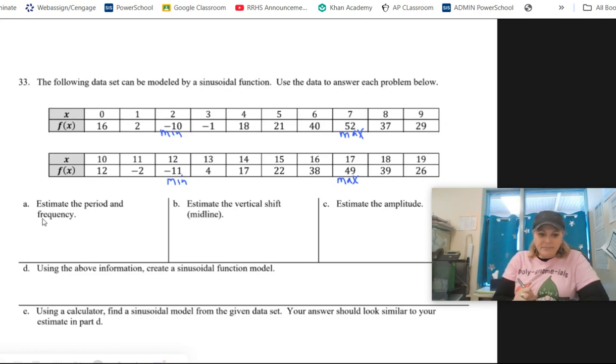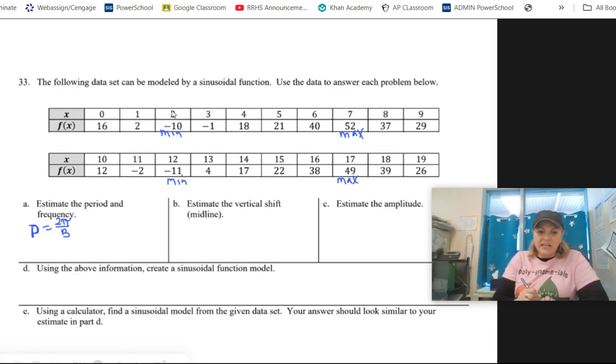So the period is always going to equal 2 pi over b. So we need to find that b term. But before I find that b term, I'm just going to find the period, like from where I start to where I end in the same spot.